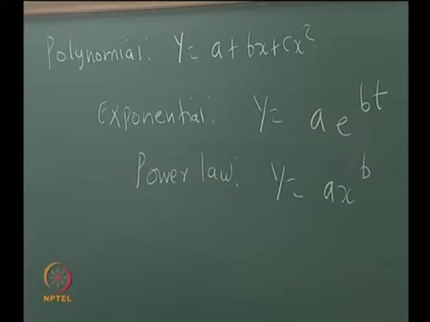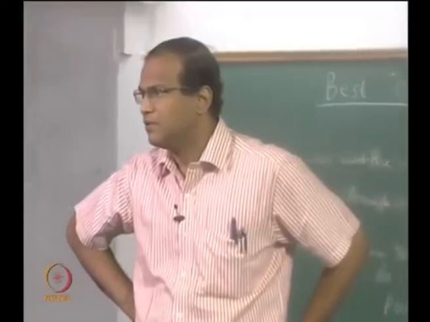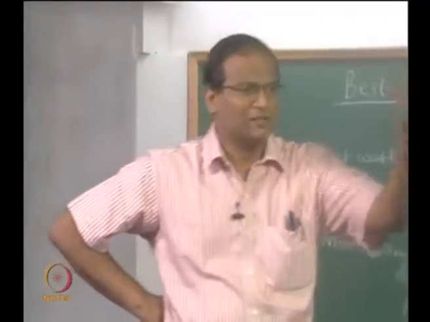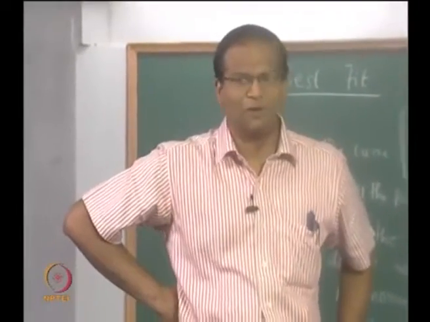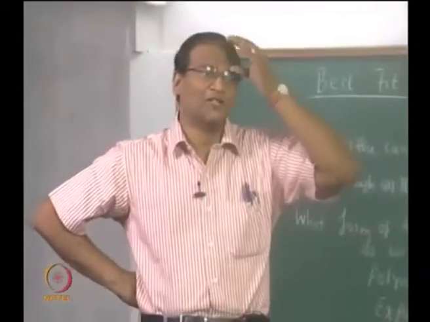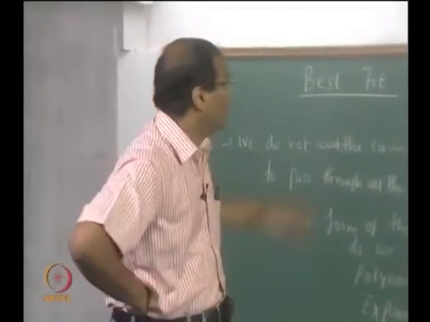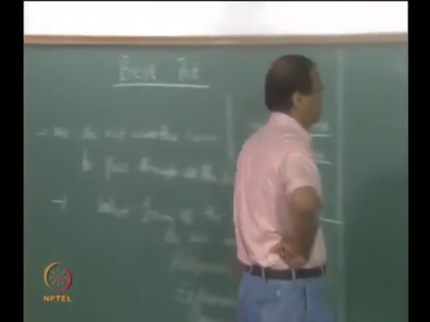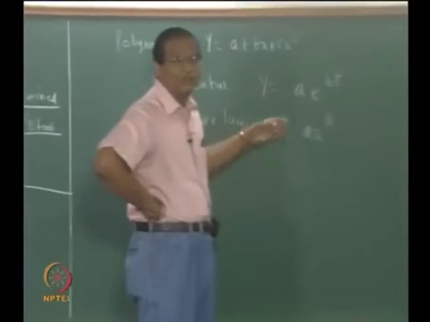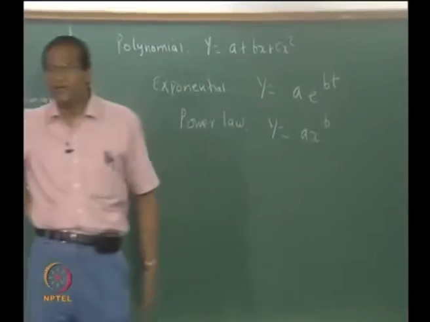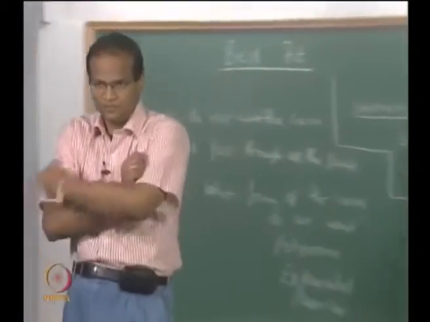A polynomial form could be y is equal to a plus bx plus cx squared, the general depiction. You can have higher order polynomials also, or you can have an exponential form, y equal to a e to the power of bt, which is typically what happens if you have an initial value problem, concentration decreasing with time, or the population changing with time. We modeled for assignment 1 a problem with limited resources, unlimited resources and so on. Or you can have a power law form where Nusselt number or skin friction coefficient is equal to A into Reynolds number to the power of B and so on.